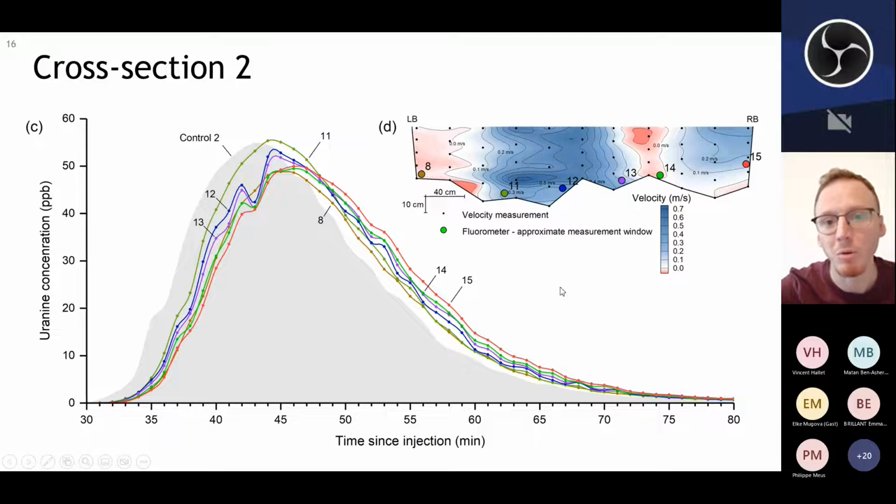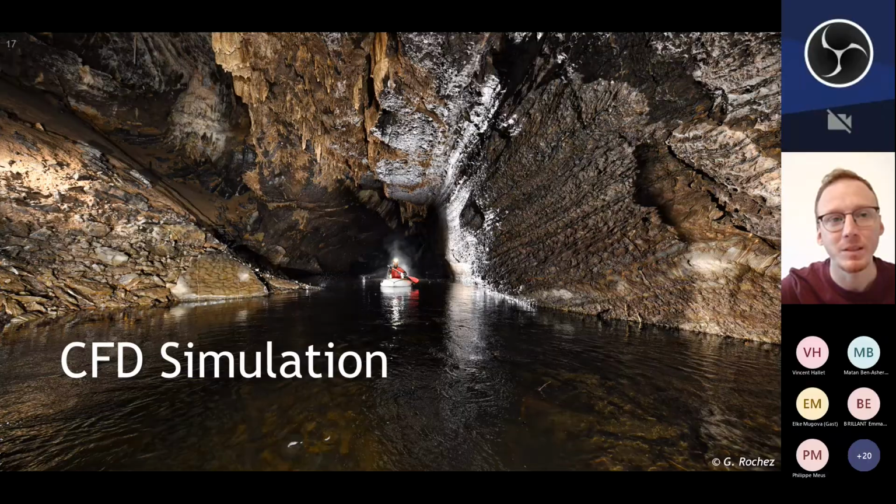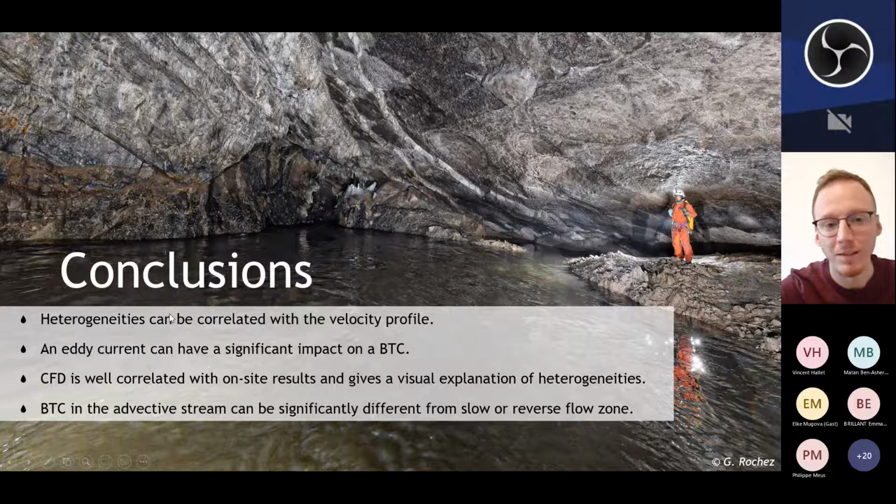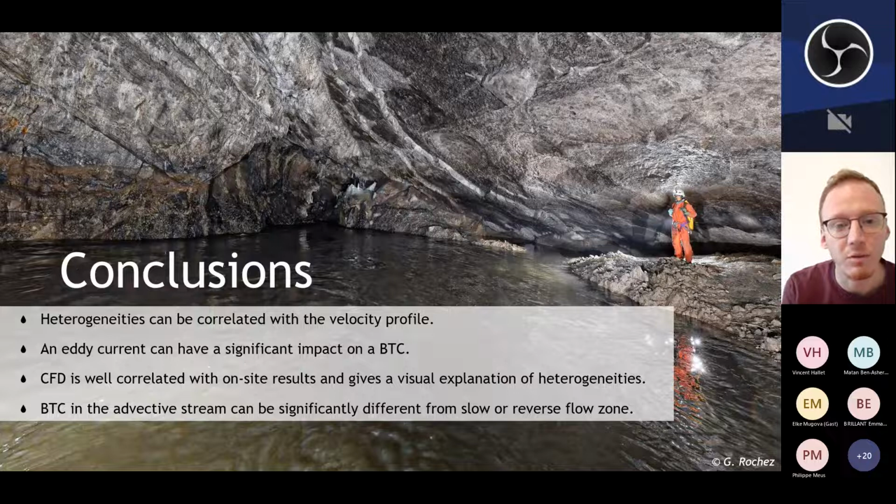So of course, this is a very small heterogeneity. You must look really in detail to see this. But for the conclusion, this is clearly showing that the heterogeneities can be correlated with the velocity profile. An eddy current can have a significant impact on the breakthrough curves, as you have seen for cross-section 1. The CFD model is well correlated with the on-site results, and it gives a visual explanation of the heterogeneities. And finally, the breakthrough curves in the advective stream can be significantly different from slow or reverse flow zones.